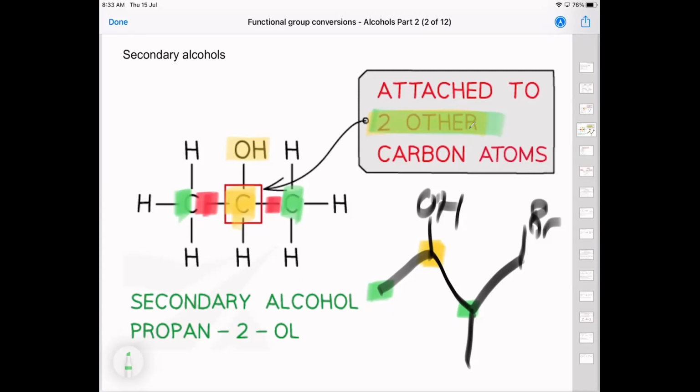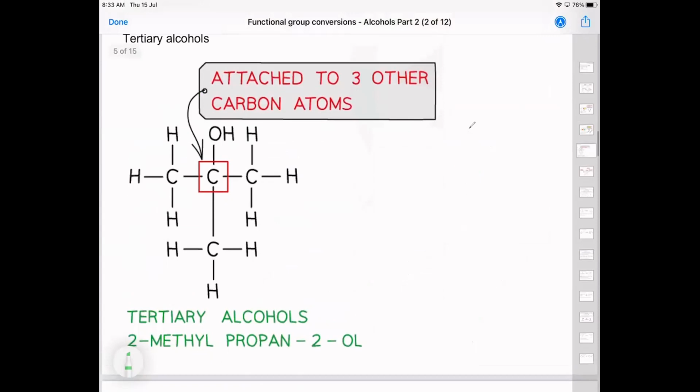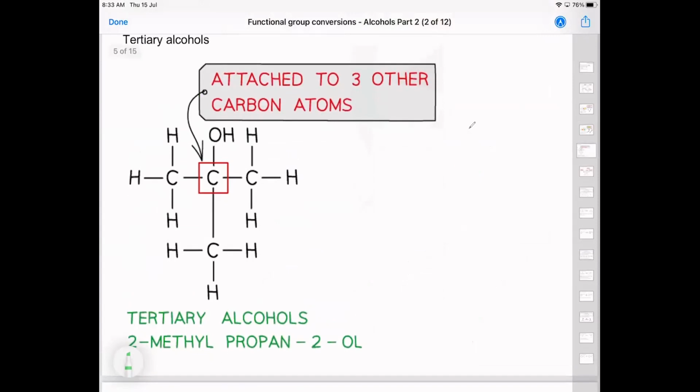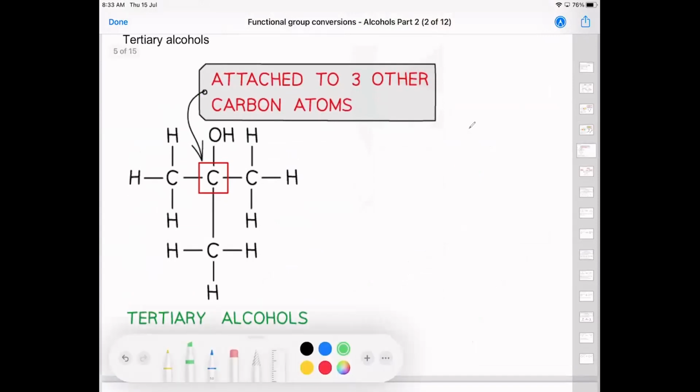So you look at the first point of attachment, you look at what the OH is connected to, and then you ask yourself, that carbon that the OH is connected to, how many other carbons is that connected to? And then you get your secondary if it's 2. And then tertiary you don't find very often. Tertiary is a very bulky sort of molecule, and it's bonded to 3.